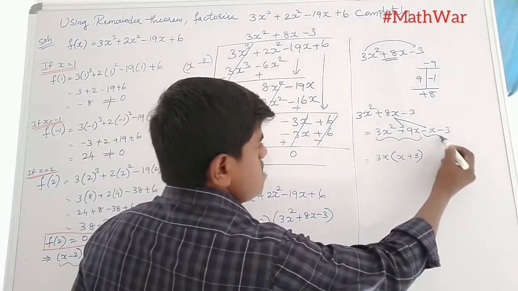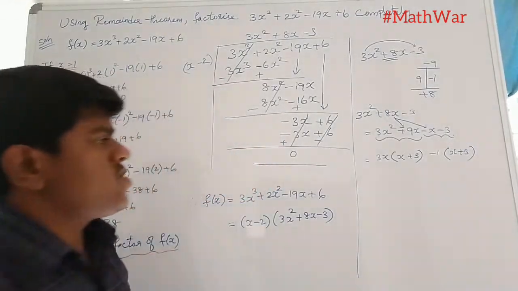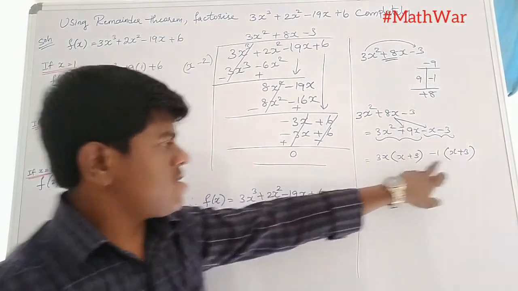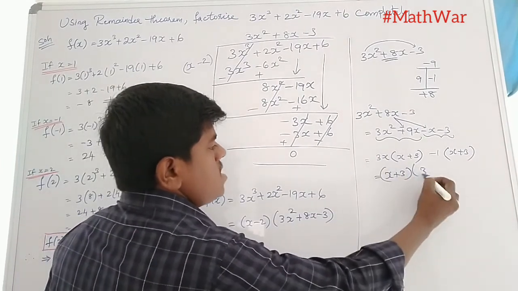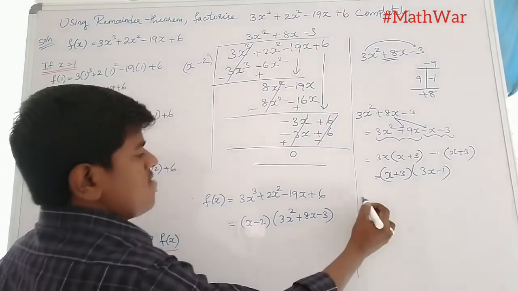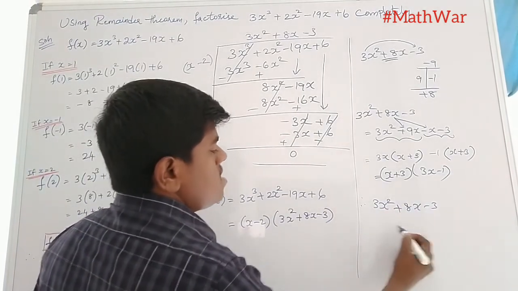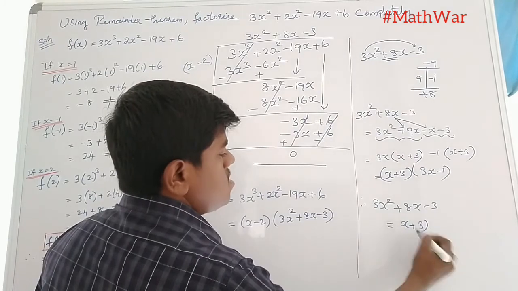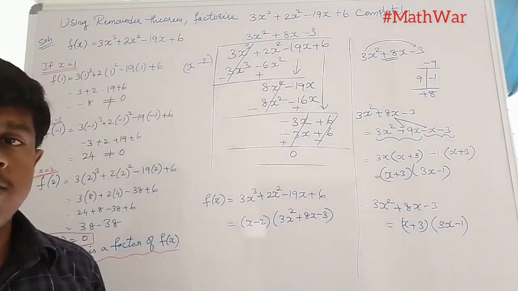And you can see here minus 1 is common. So by taking minus 1, x plus 3 you will get again. X plus 3 is common. That is x plus 3 into 3x minus 1 will come. Therefore 3x square plus 8x minus 3 is equal to x plus 3 into 3x minus 1.